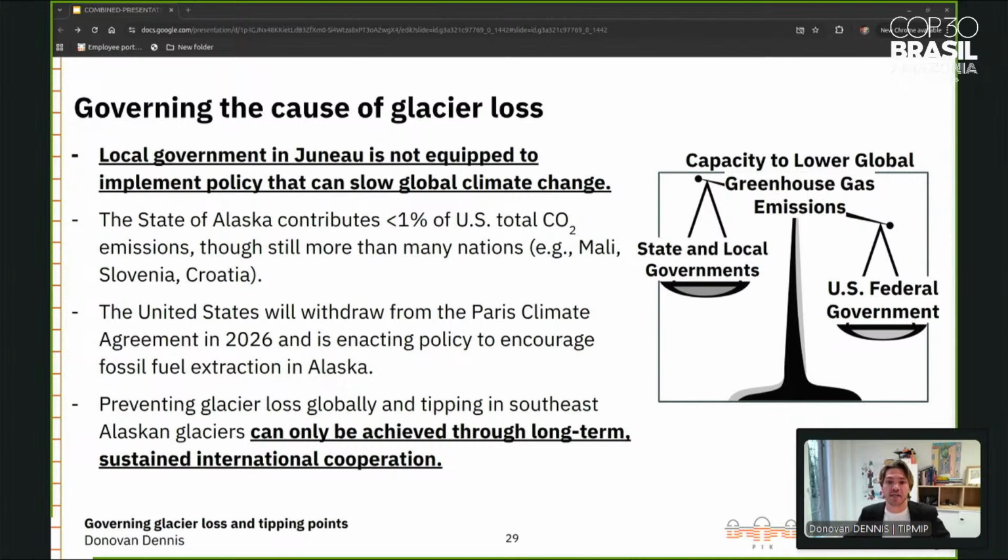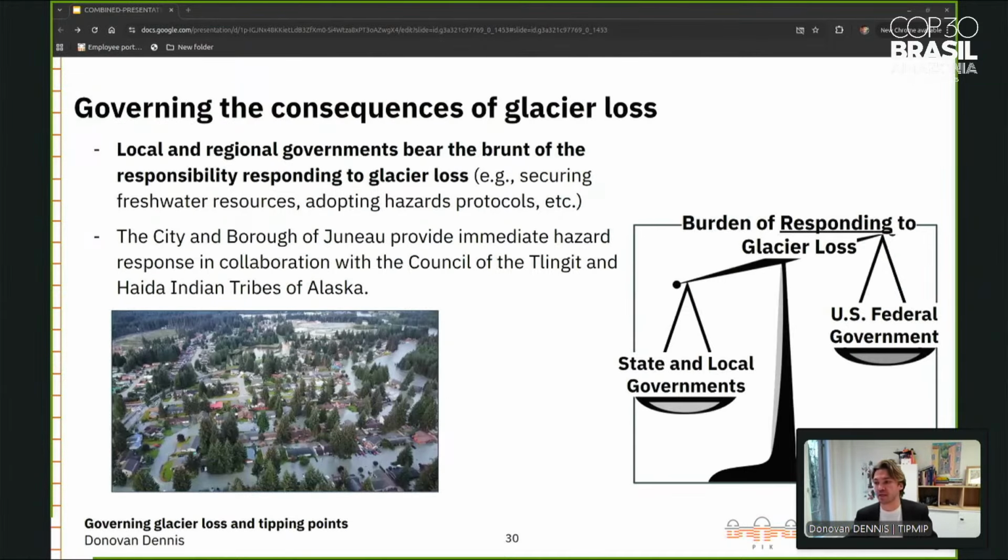polluters in the world. Meaningful climate action taken by the US could influence the outcome of glacier loss in Alaska, but instead, the US has notified the UN it will withdraw from the Paris Climate Agreement. This is in direct contrast with what we know about addressing the cause of glacier loss, which is that it can only be achieved through long-term, sustained international cooperation.